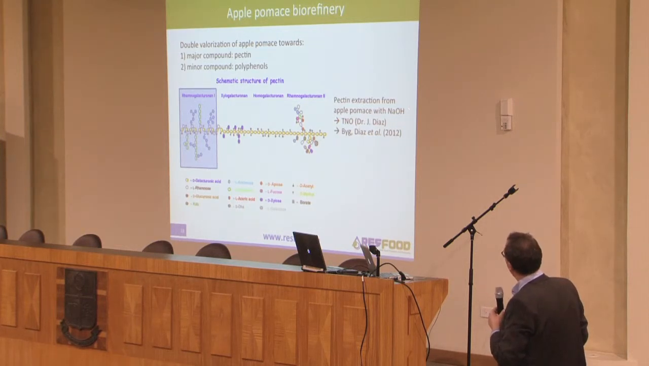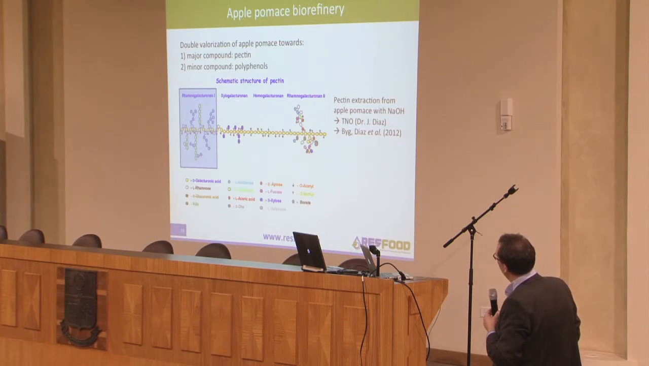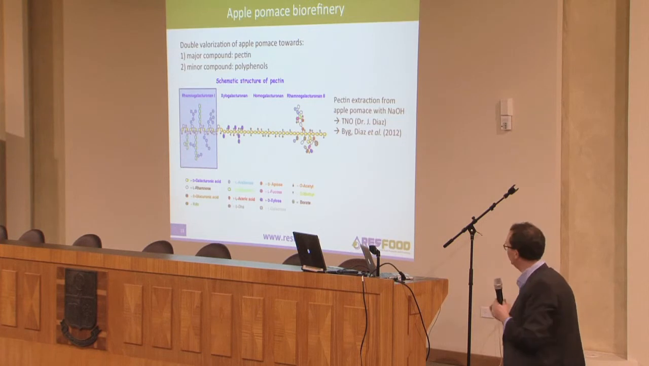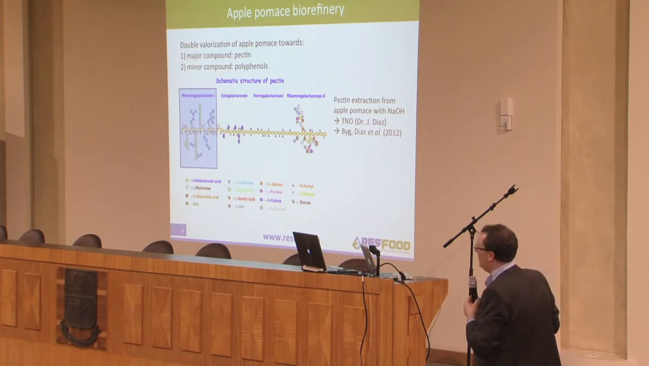They use sodium hydroxide to extract pectins from apple pomace, and they were focusing on this rhamnogalacturonan I domain. So actually, pectin contains 4 domains here: rhamnogalacturonan I and II, xylogalacturonan and homogalacturonan. When you extract pectins from citrus, people, or companies like Cargill, they are actually focusing on this domain, the homogalacturonan part.